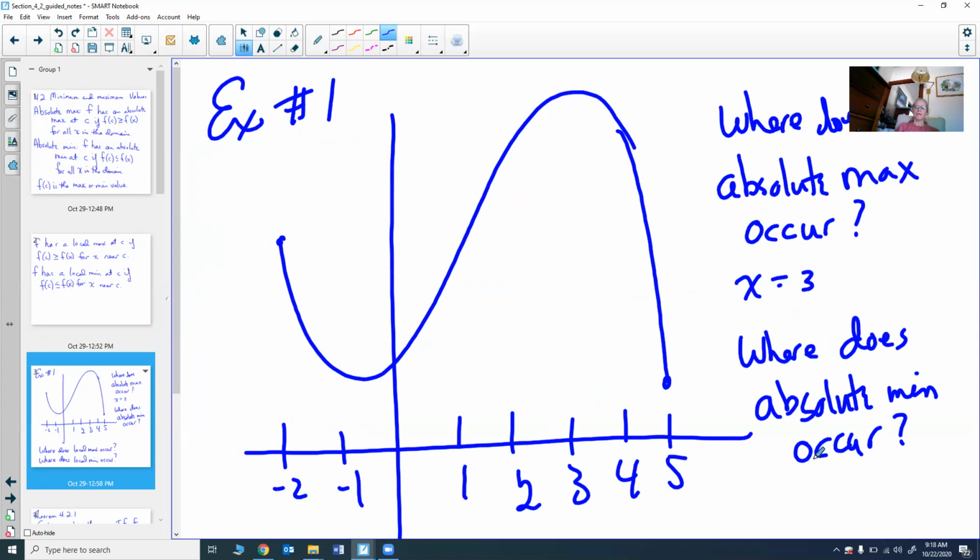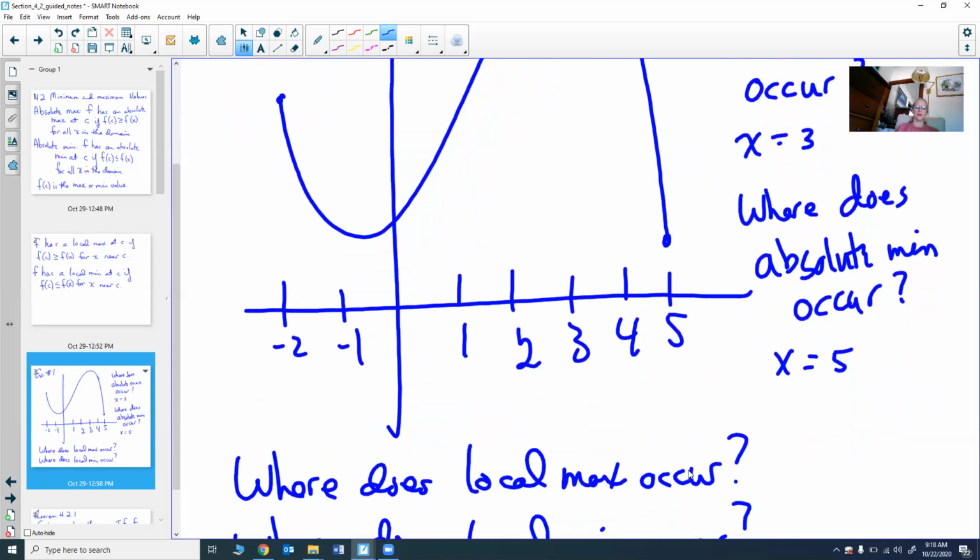Now we want to know where it has an absolute min. So again, we start here, we come down, we go up, and then we come back down again. But at x equals 5 is the lowest point. It's below the point at x equals -1. So x equals 5 is where the absolute min occurs, because that's the lowest point on this interval.